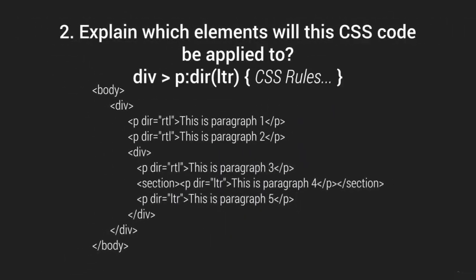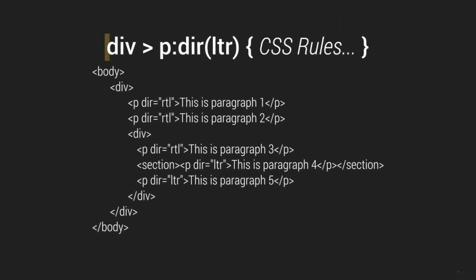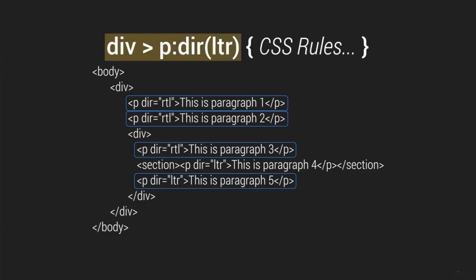The second question is, explain which elements this CSS code will be applied to. So in this code, div > p will select the paragraph which is a direct child of the div tag, right? Because the greater than sign is for the child selector. Then the colon dir LTR will select the paragraph which is assigned left direction in the document. So div > p:dir(ltr) will select this paragraph, which is the fifth paragraph.